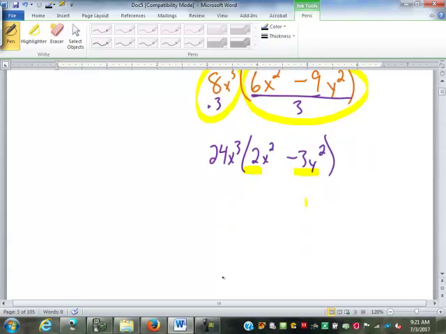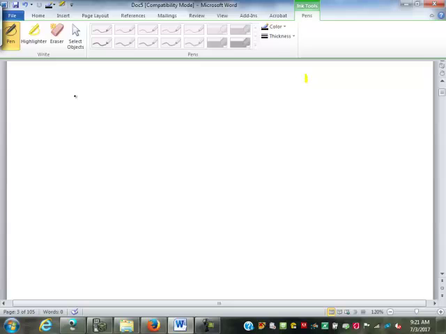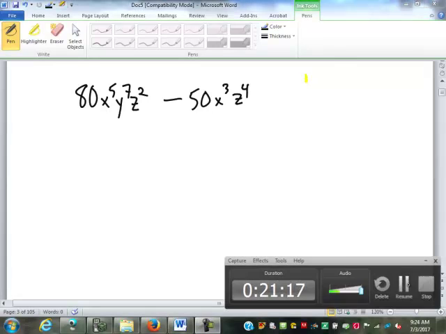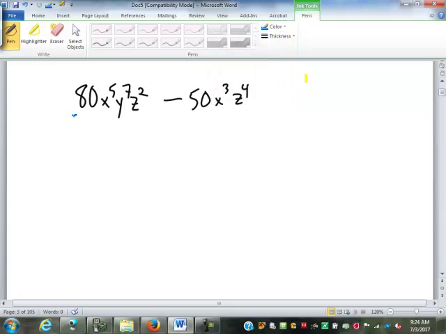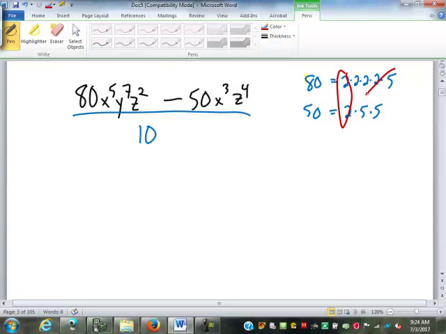I think you guys are ready to try one. Give that one a shot in your notes. Let's see how you're doing. What'd you get for the greatest common factor for the numbers? 10 is correct. Anybody have any questions on where the 10 came from? Yep. 80 is 2, 2, 2, 2, 5, and 50 is 2, 5, 5. So they had a 2 and they had a 5. So that's where the 10 comes from.